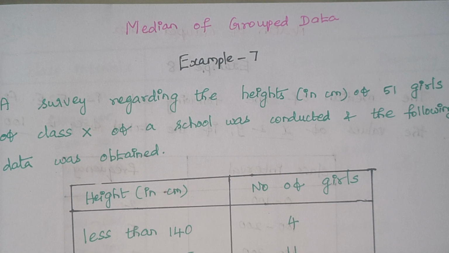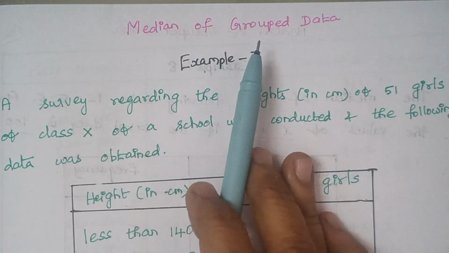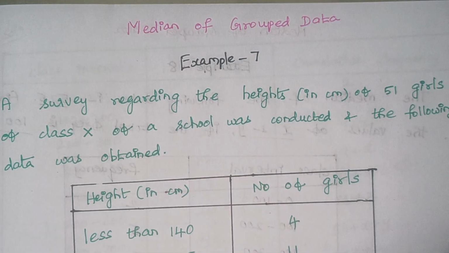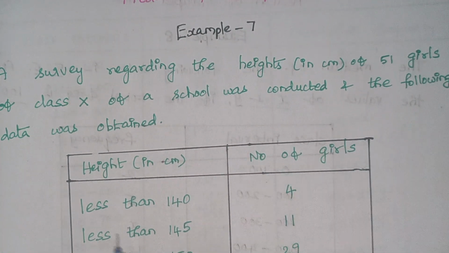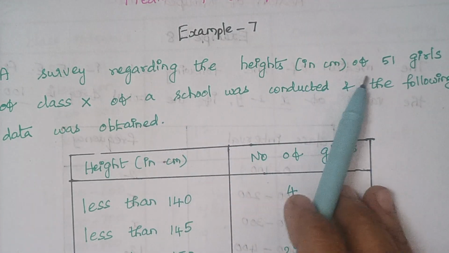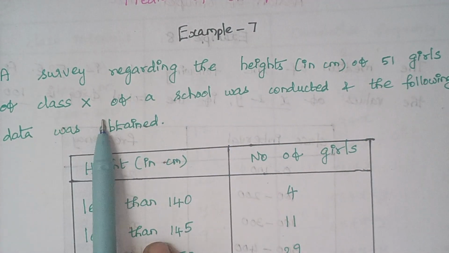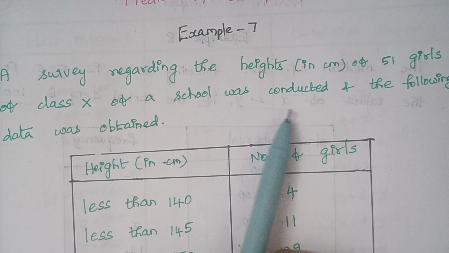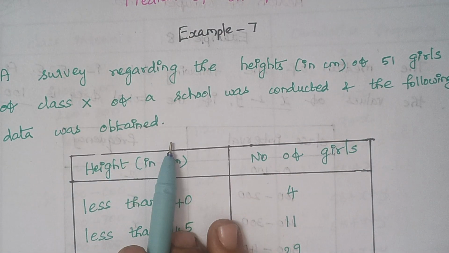Today we are going to solve example 7 and 8 in chapter 14. Here the topic is median of grouped data. Example 7: a survey regarding the heights in centimeters of 51 girls of class 10 of a school was conducted and the following data was obtained.